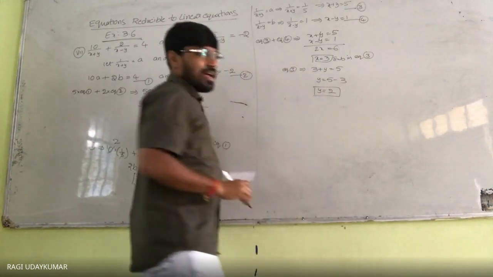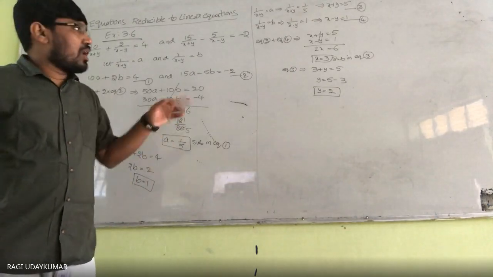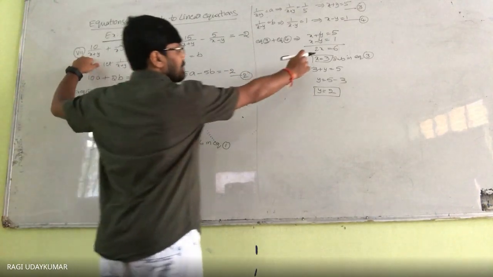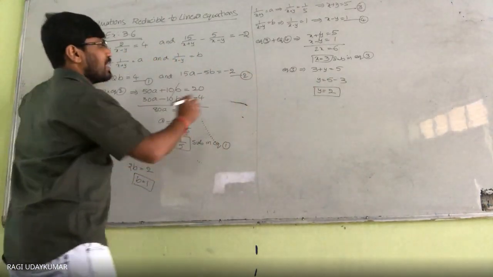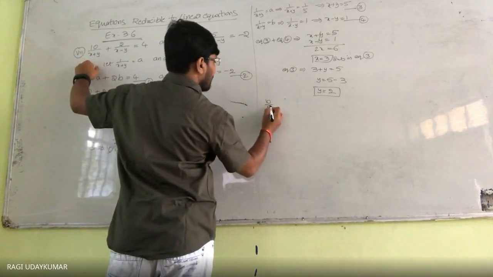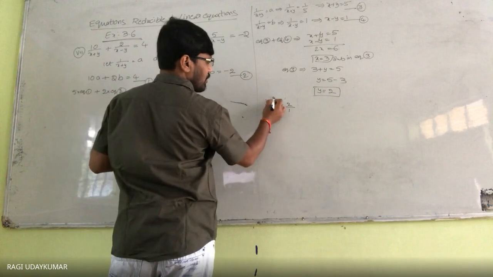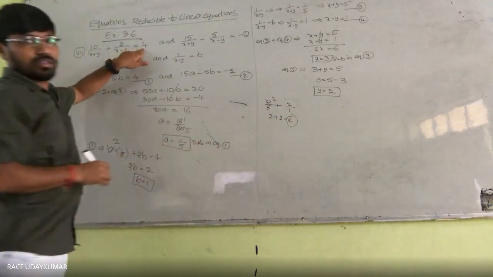Whether it is right or wrong, you have to check. How do you check? You have to substitute. So how do you substitute? x plus y is 5. So 10 by 5 plus 2 by 1. So what do you get here? 2 plus 2. We are going to get 4. Yes, here it is 4.